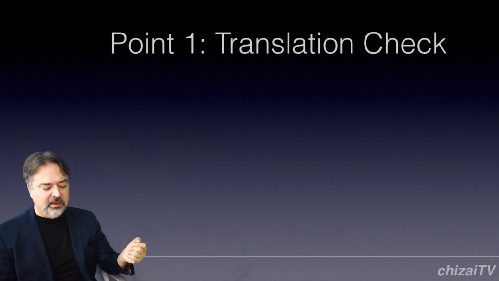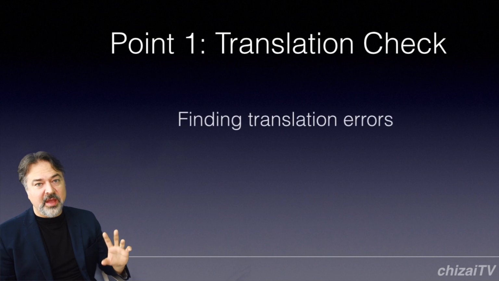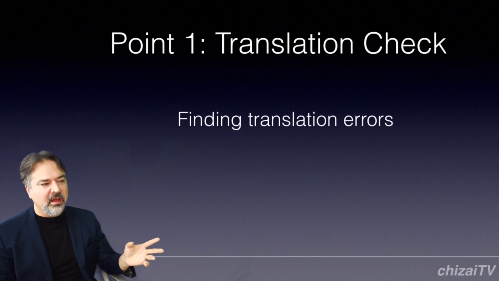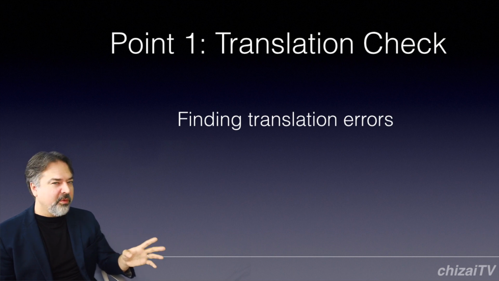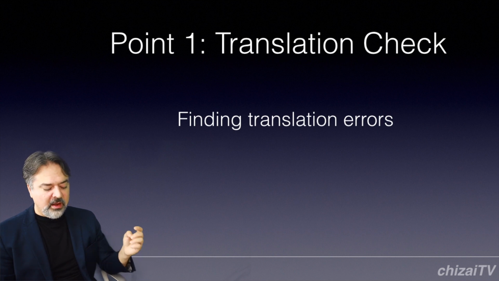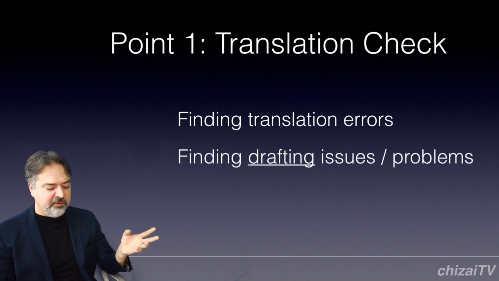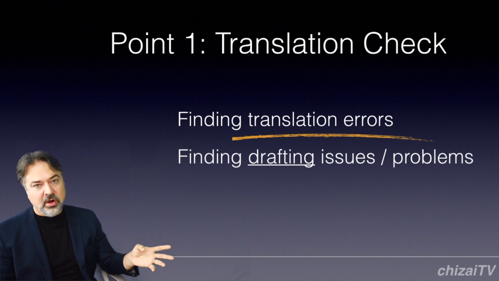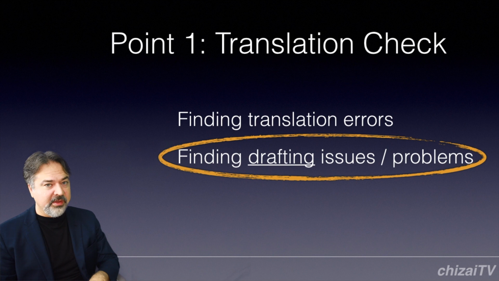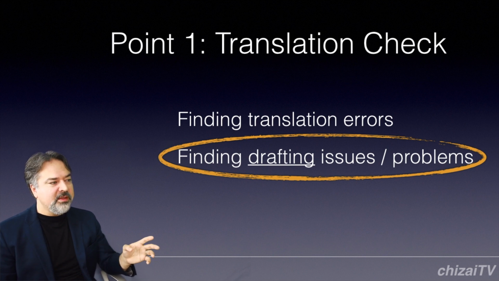Okay, so point 1, translation check. So typically there's a check for finding typographical errors, maybe some errors where the machine translation or software didn't translate perfectly, or just typical things like that. And then what I want to focus on is finding issues with the drafting that could cause problems with the US application. Now, this doesn't mean that the translation is wrong.